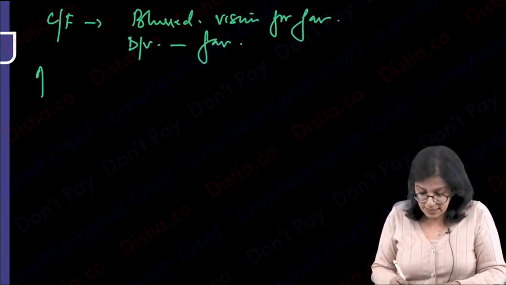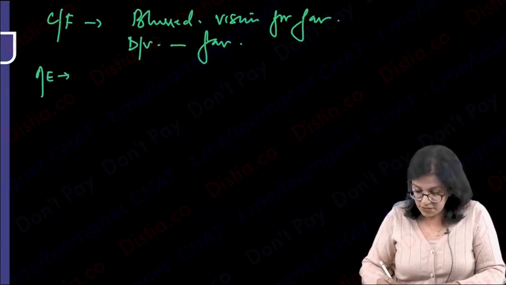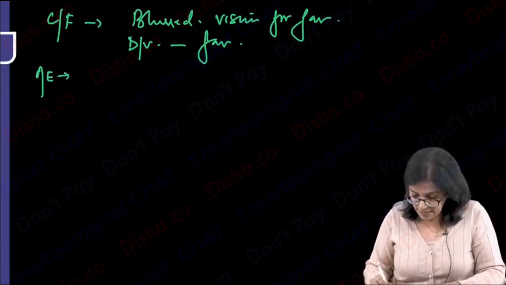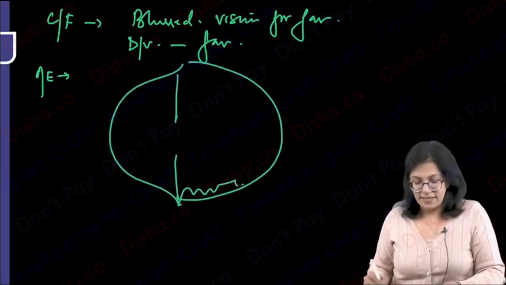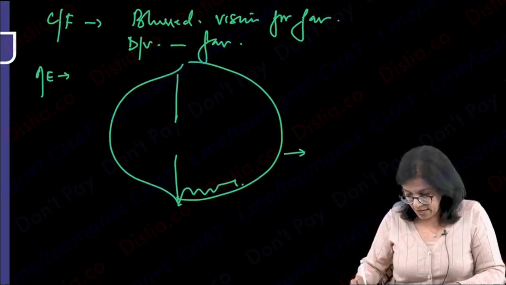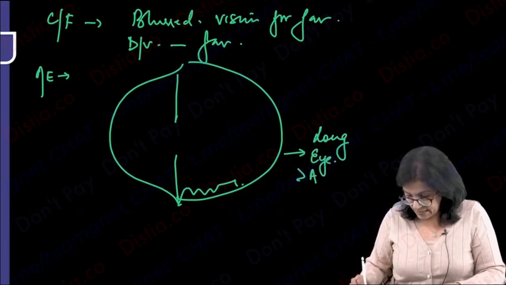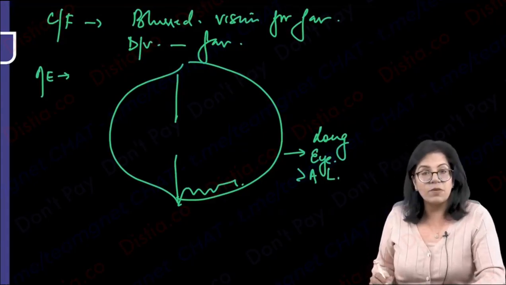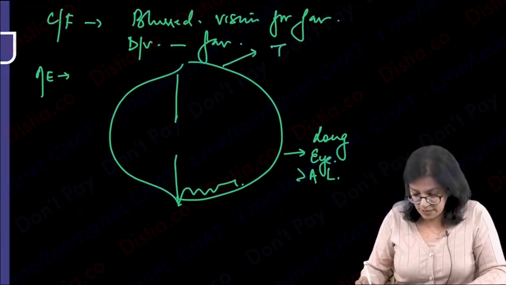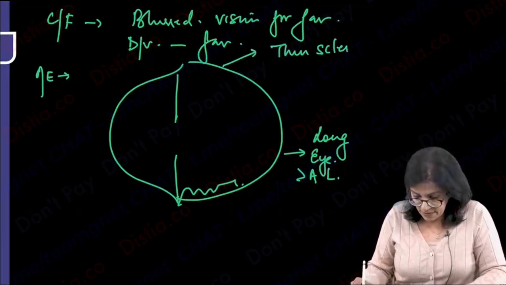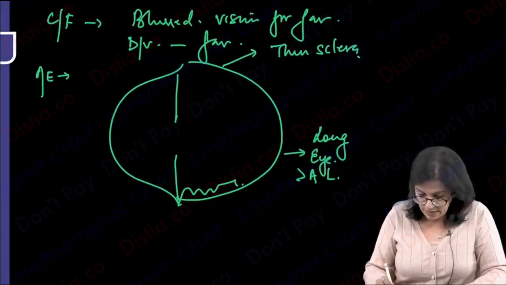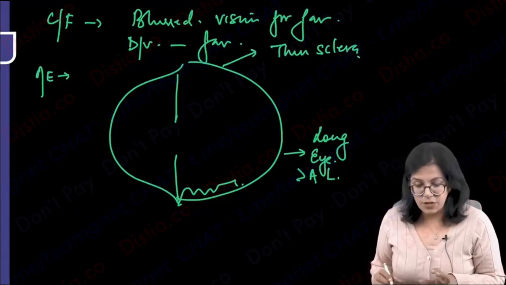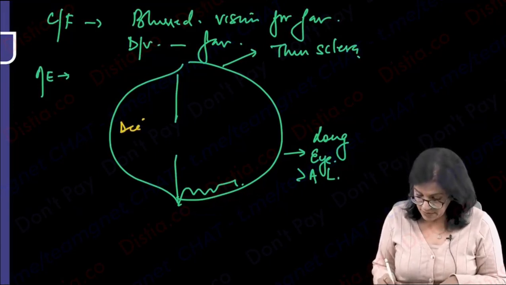And when you are examining this myopic patient, what are the other features we can see? Let's make a diagram and label it. So what do you see here? One by one, first is a long eye. So more axial length, or long eye. Axial length is more. Secondly, because there is a stretching of the eyeball, there is thin sclera. Thirdly, what you see is deep anterior chamber.